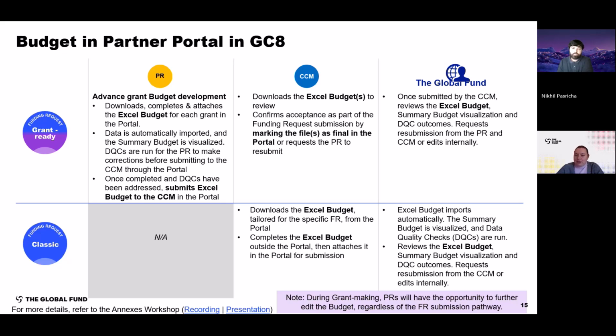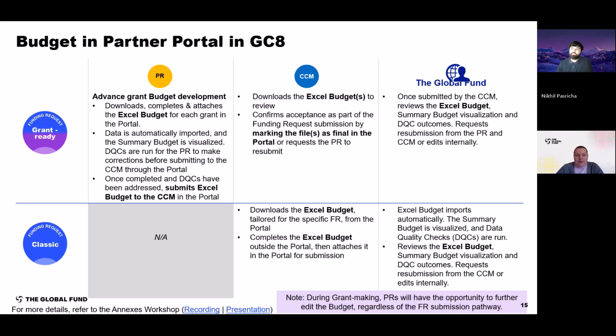The moment that the full package has been finalized, and when it comes to the review of the Global Fund, the Excel budget will be immediately made available upon submission to the Global Fund. That information will be automatically imported in the Global Fund system, and there will be subsequent data quality checks that will be run. What is really important is that the country team and the Global Fund will be able to see the outcomes of the data quality checks, and they will be able to request the resubmission from the CCM in case it will need to be completed.